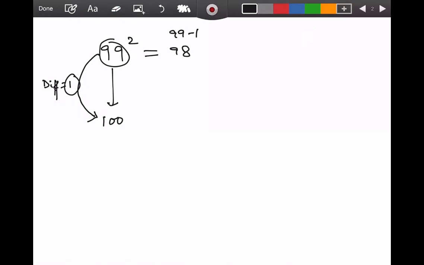So first, we will subtract this 1 from 99. We get 98. Then we have 2 zeros. We will put 2 zeros. Then we will add the square of this number. 1 square is 1. Answer is 9801.